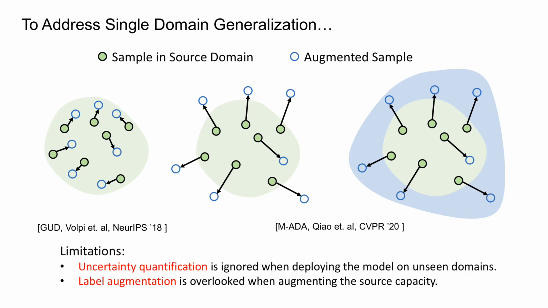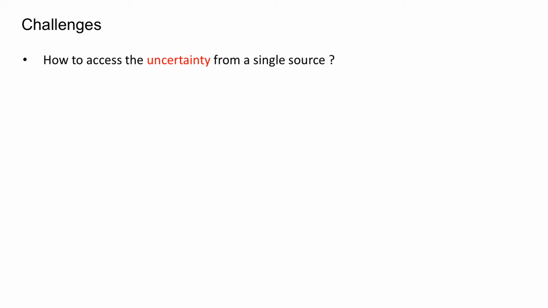However, there are two limitations of these methods. First, they ignore the uncertainty quantification when deploying the model on unseen domains. Second, they overlook the augmentation in label space. To tackle the limitations, the first challenge is how to access the uncertainty from a single source.